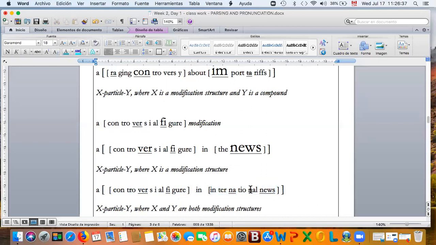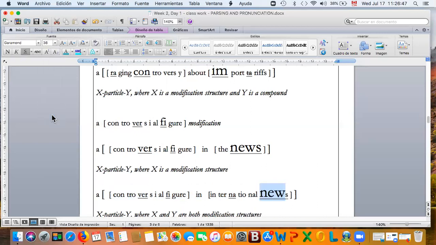Well, first of all, this is a modification structure. International news. Let's make sure that that's really clear. International news. Fine. And here we've got a controversial figure. All right, let's do that too. Modification structure. Controversial figure, like up here. He's a controversial figure. And here, he's a controversial figure. Where is he a controversial figure? He's a controversial figure in international news.